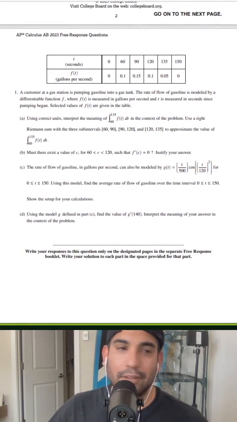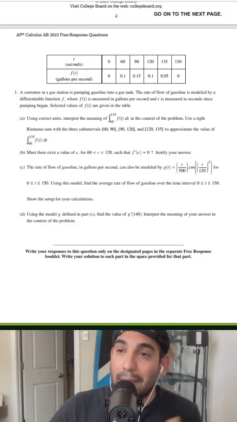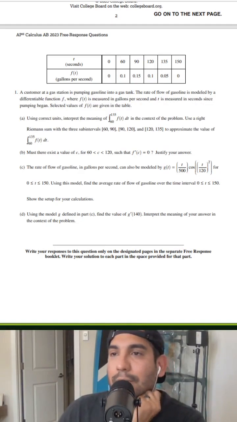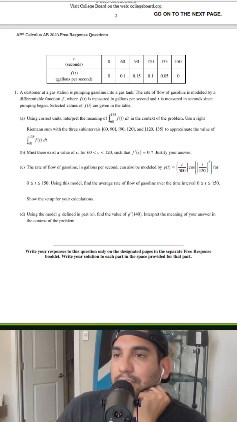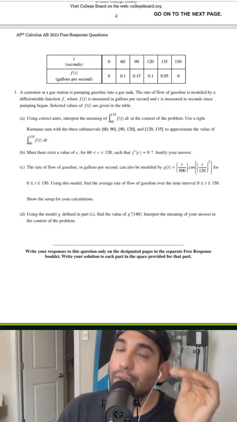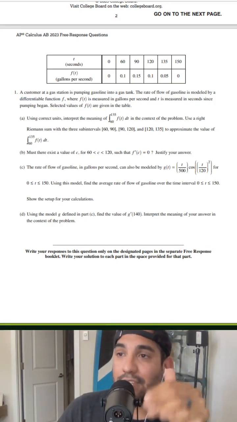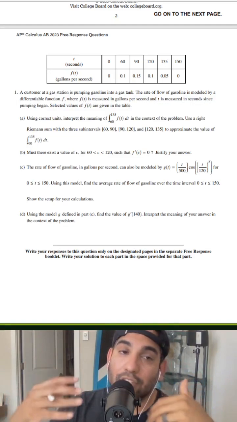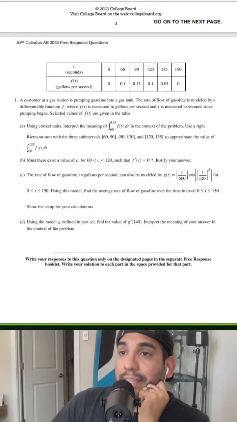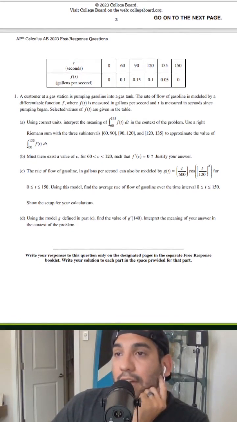I think I posted a video about this. We see a table. You know they're going to ask us perhaps about a Riemann sum, maybe about the rate of change. All right, so it looks like we have a table, and a customer at a gas station is pumping gasoline into a gas tank. The rate of flow of gasoline is modeled by the differentiable function f, where f of t is in gallons per second. So that's one thing to remember, that f of t is gallons per second. So that's a derivative. t is measured in seconds.